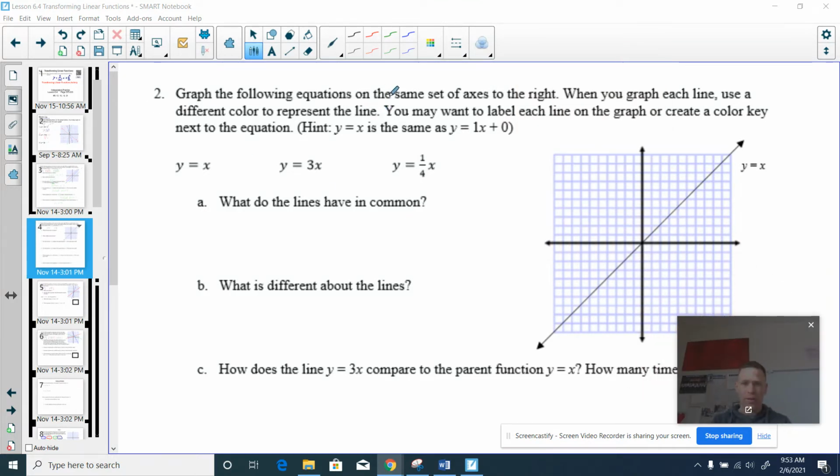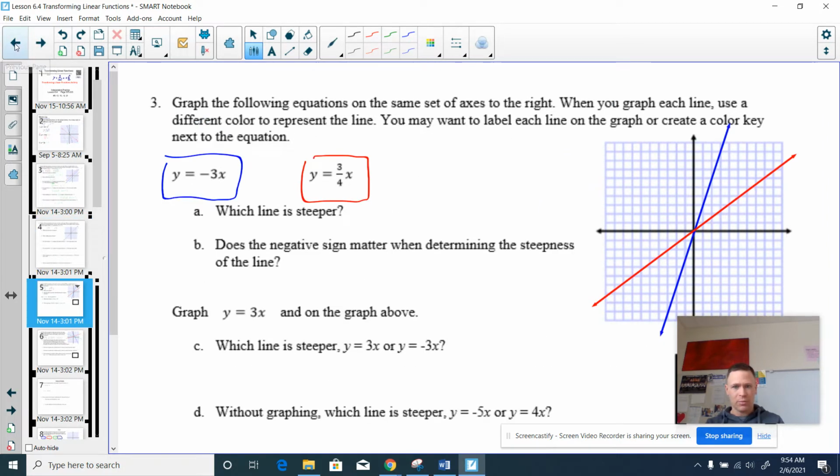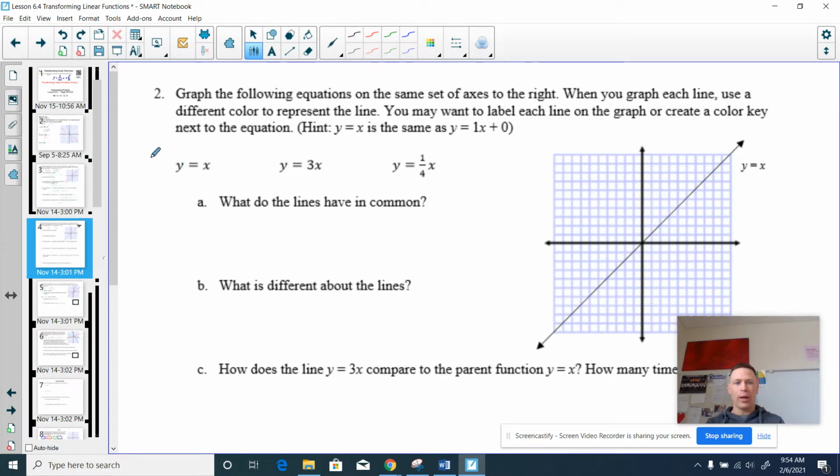All right, next question. Question 2 says, graph the following equations on the same set of axes on the right. When you graph each line, use a different color to represent the graph. I thought I already graphed this, but I guess maybe I didn't. Okay, so y equals x is already graphed for us in black. Awesome, don't have to do that one. I'll do y equals 3x in green. Now notice each of these would have a y-intercept of 0, but it's not listed there. Again, if I add 0 to an equation, it has no real numerical value. It does tell us where the y-intercept is, so we just have to know that it's actually there.